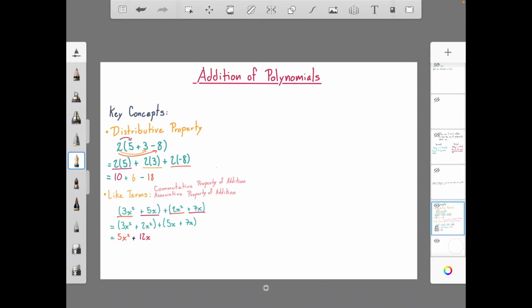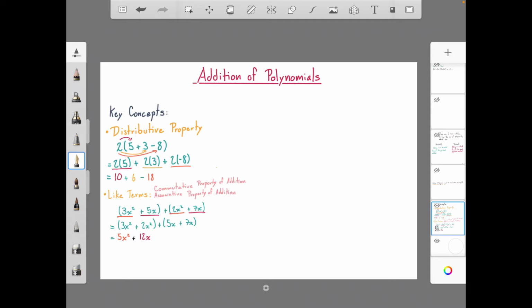In this case we have 3x to the second power plus 5x being added to 2x to the second power plus 7x. As you can see, we grouped 3x to the second power and 2x to the second power because they both have the same variable and exponent. And in the other one we grouped 5x and 7x because they both have the same variable, which is x, and coefficient, which is 1 in this case. After adding them up, we will get 5x to the second power plus 12x.